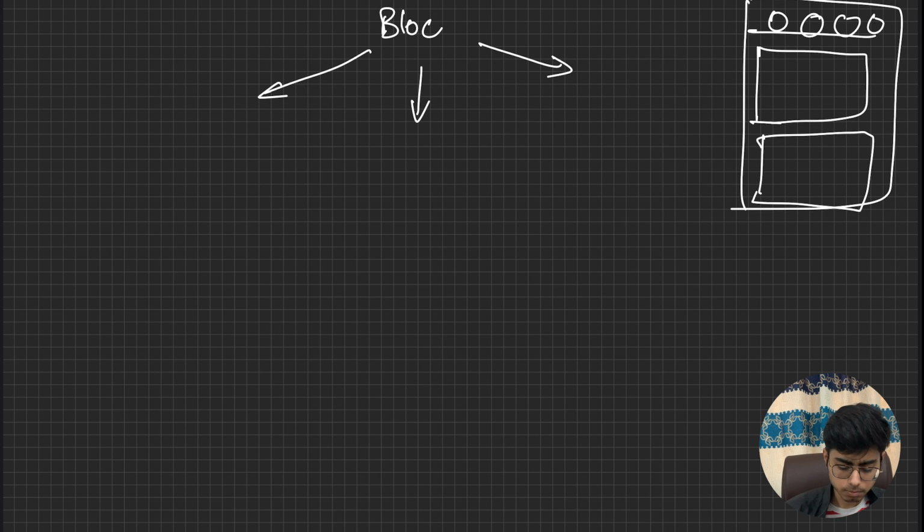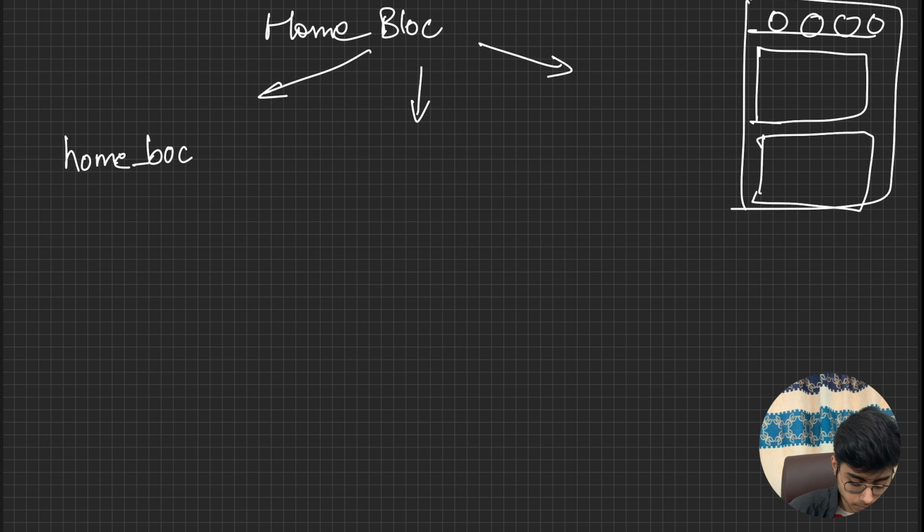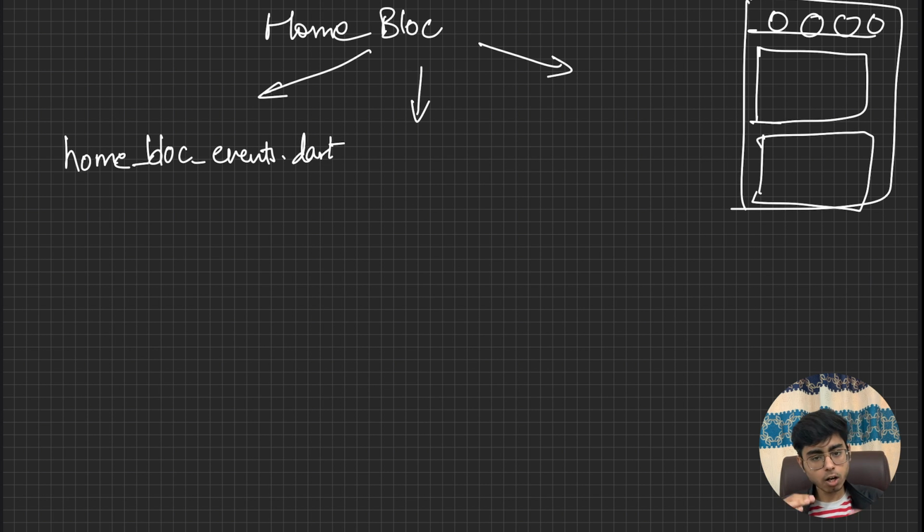So let's not go inside this part, but let's see. You are creating a block for the home section, right? So you can create a home block, right? It will have 3 files. First will be home block events dot dart. Here all my events will be written.